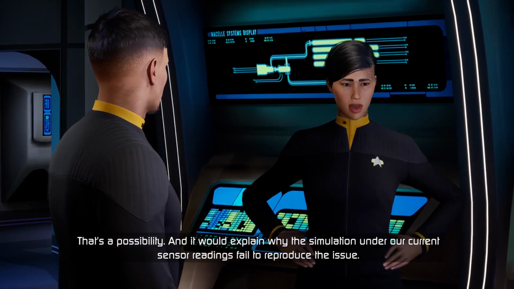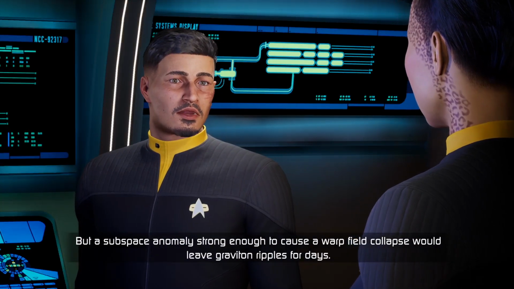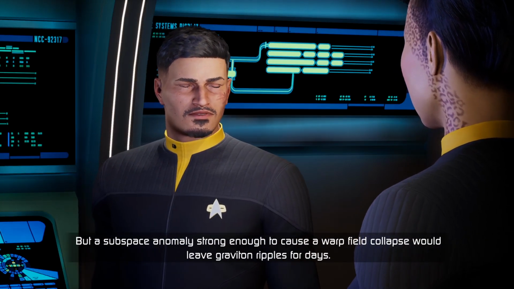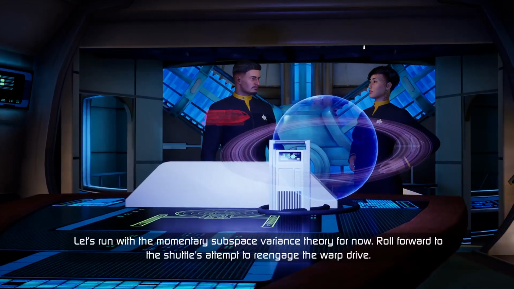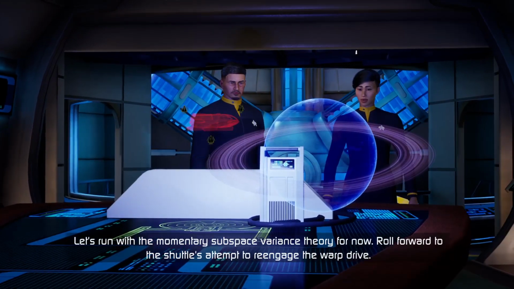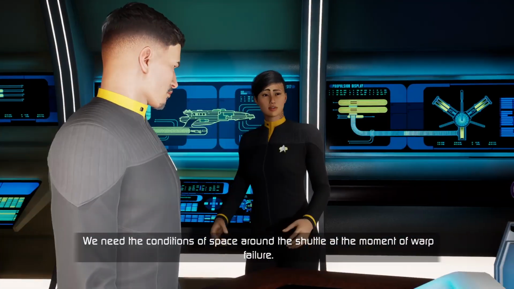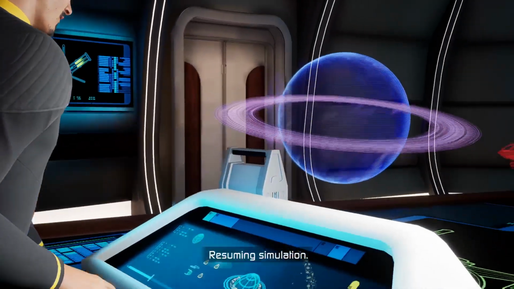That's a possibility, and it would explain why the simulation under our current sensor readings failed to reproduce the issue. The subspace anomaly strong enough to cause a warp field collapse would leave graviton ripples for days. Let's run with the momentary subspace variance theory for now. Roll forward to the shuttle's attempt to re-engage the warp drive. We need the conditions of space around the shuttle at the moment of warp failure. Resuming simulation.